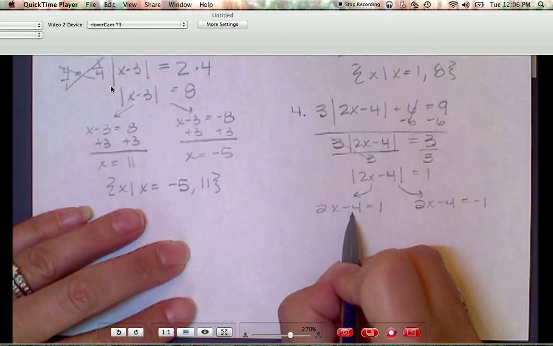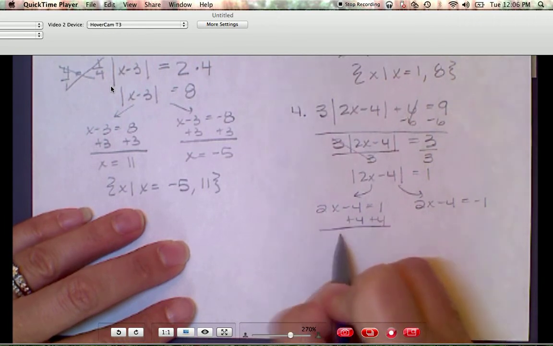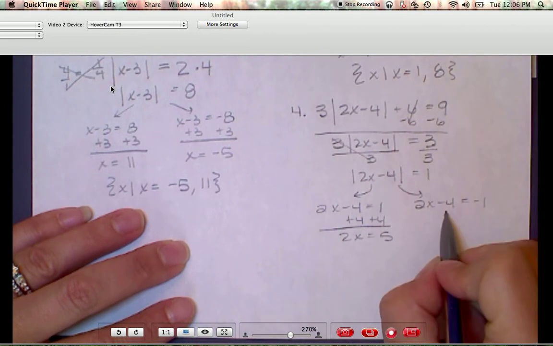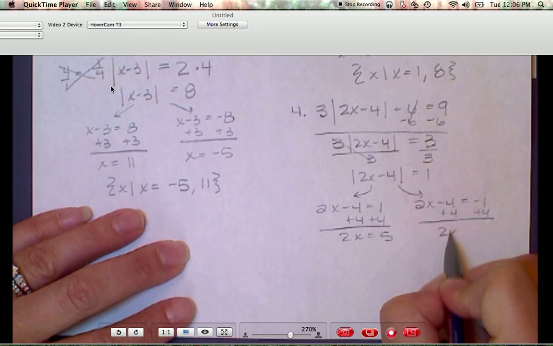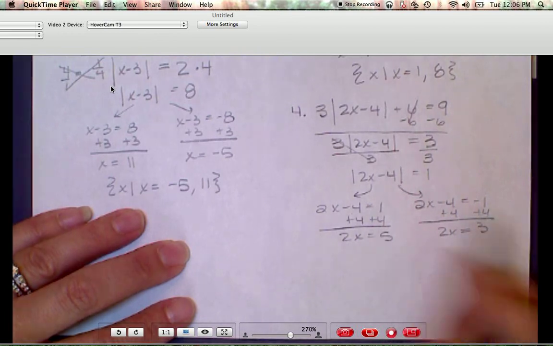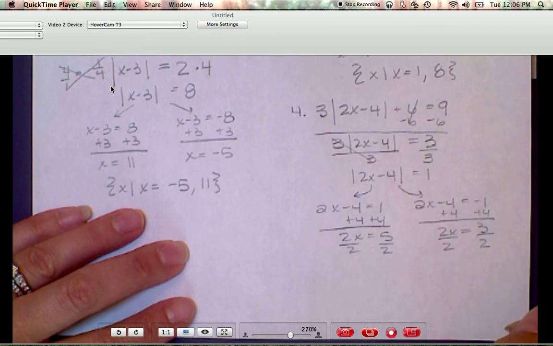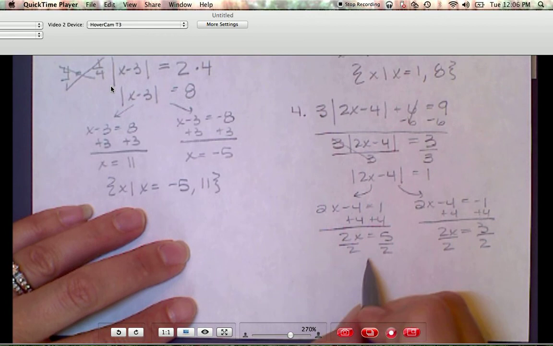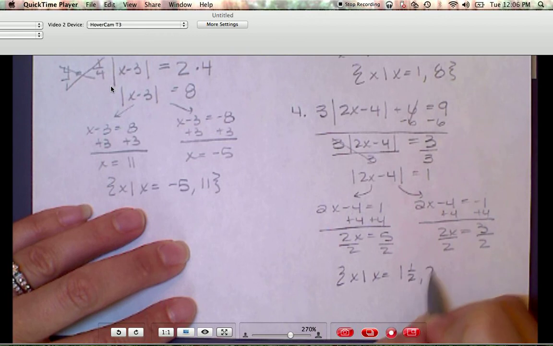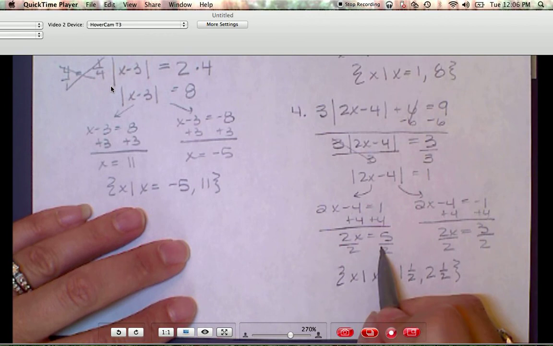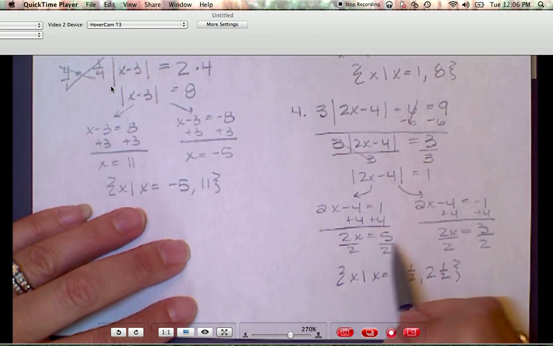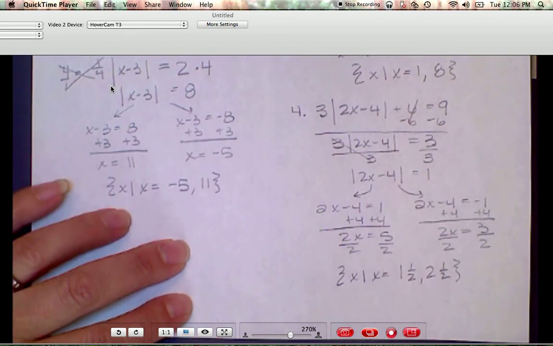We're going to undo addition and subtraction first, so we add 4 to both sides, we get 2x equals 5. Add 4 to both sides here, we get 2x equals 4 minus 1, which is 3, and then divide by 2. Now these answers can be given as mixed numbers, or you can leave them as improper fractions. So x such that x equals 1.5 and 2.5, or you can just write x such that x equals 3/2 and 5/2. As long as these are reduced, and these are reduced, they can't get any smaller. You can either leave them as impropers or as mixed numbers.